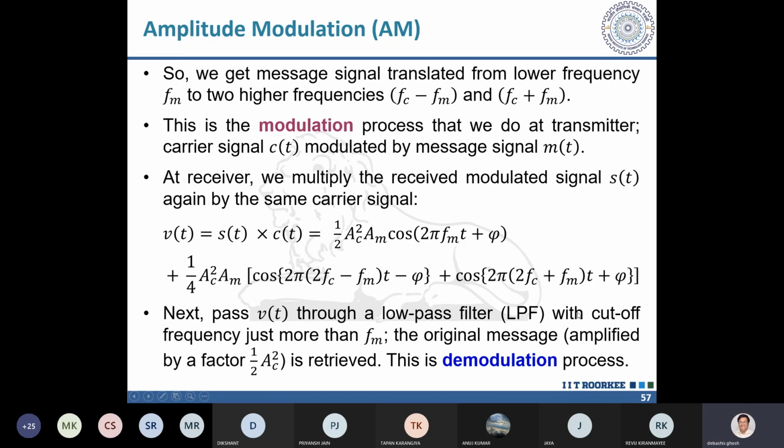So again, I have to pay money for that circuit also, because my receiver will here have three things: local oscillator, multiplier, and then a filter. So the receiver will become costly. Okay, receiver will become costly.